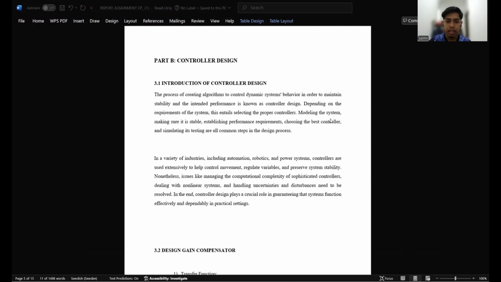I can explain about part B, controller design. For the introduction, controller design involves creating algorithms to ensure stable and efficient system performance. Used in fields like robotics and automation, it includes modeling, setting the controller, and testing.